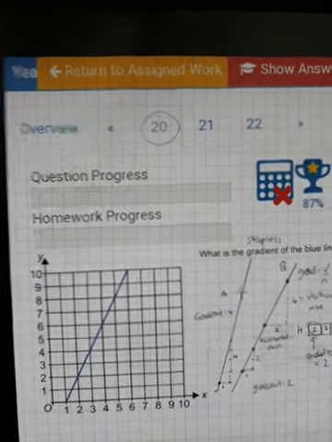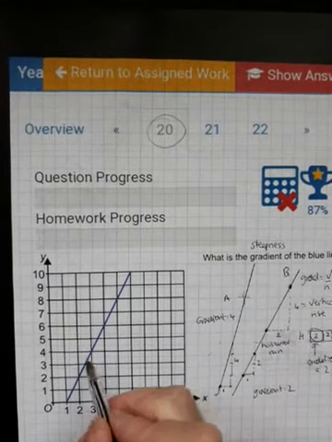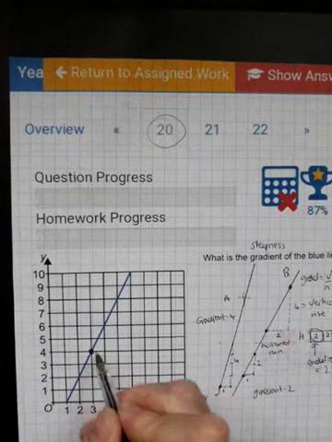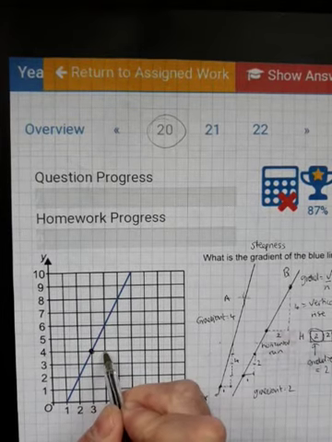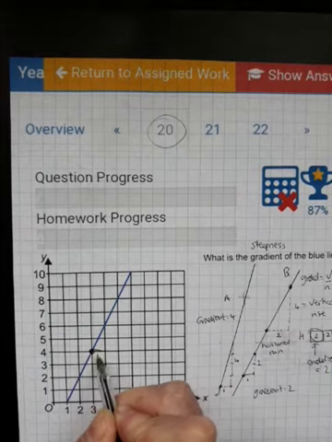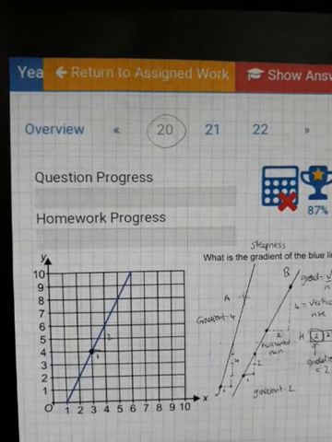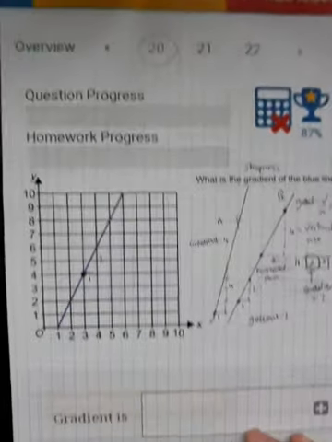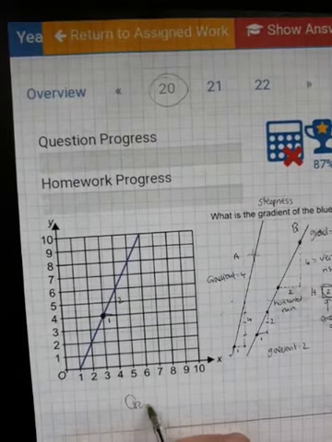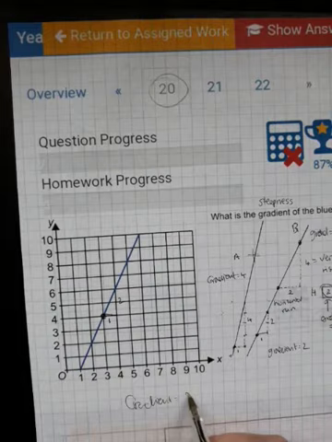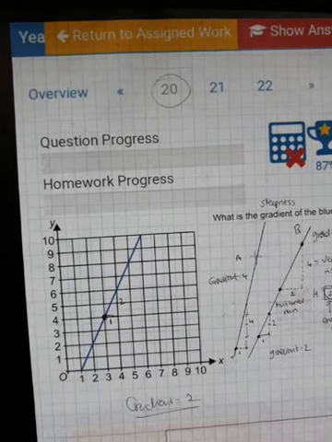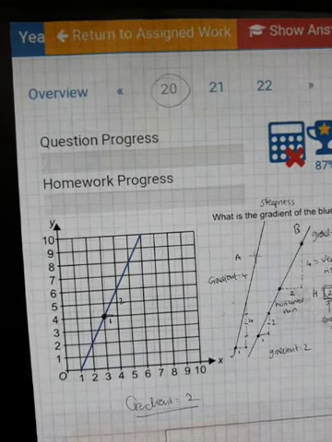For this one I'm going to use the simplest method to start off with. I'm going to pick any point on this line. Straight away I've noticed that point there. If I go across 1 unit, how high does the line climb? It climbs by 2. Straight away I know the gradient of this line must be equal to 2. And that's it. There are more difficult ones coming up.